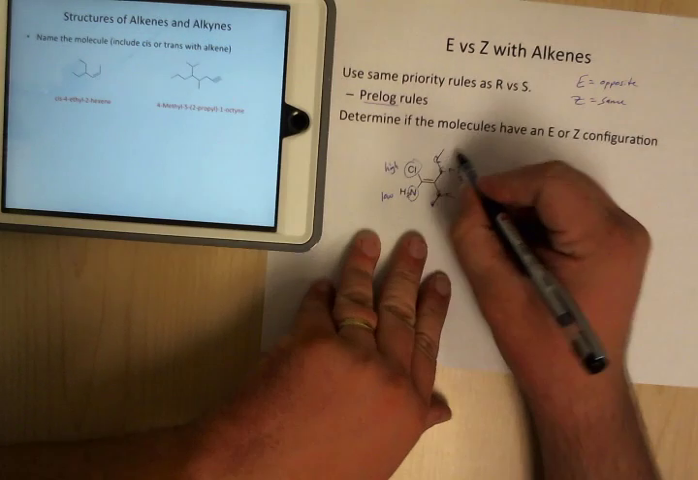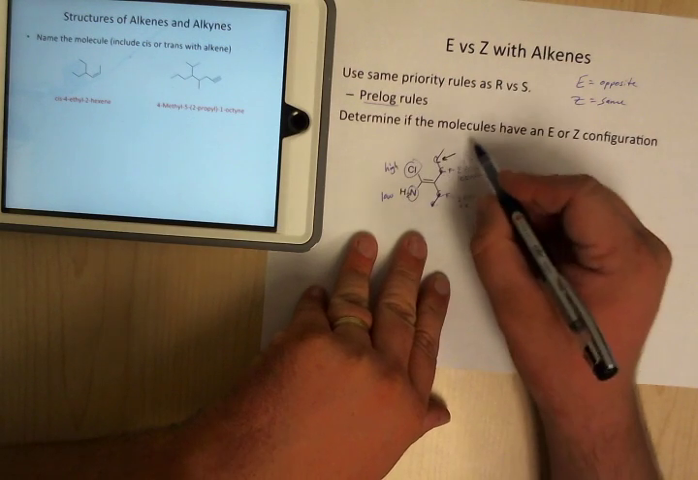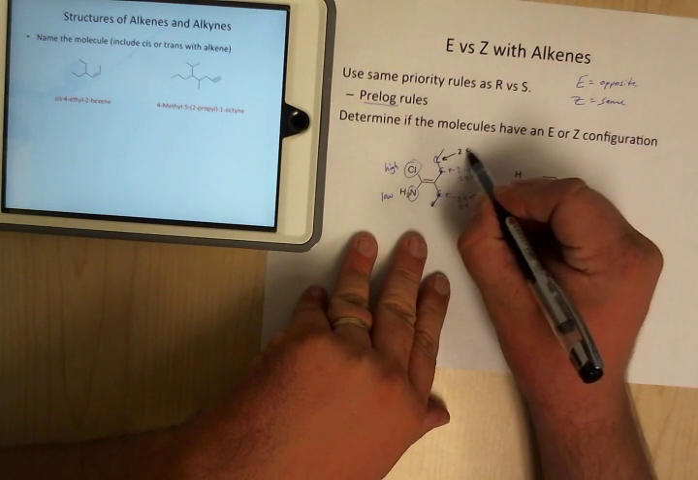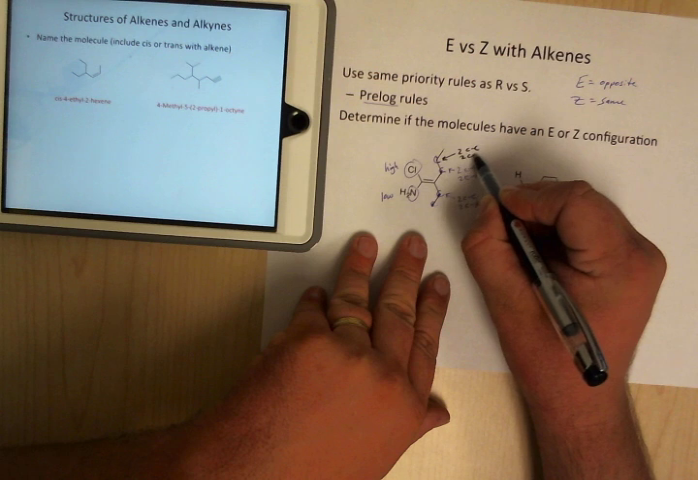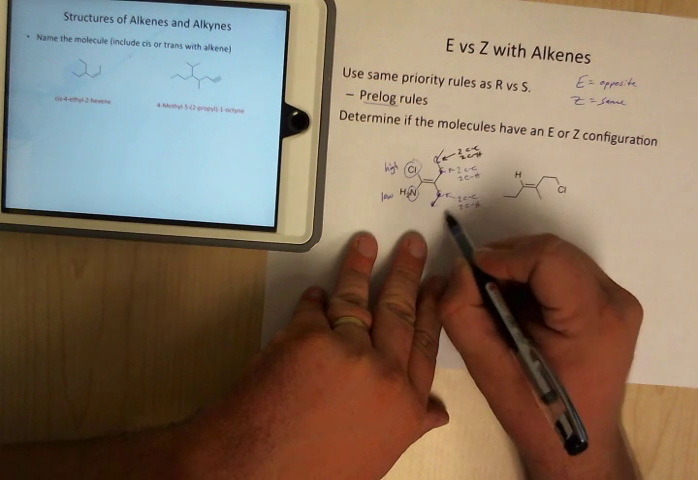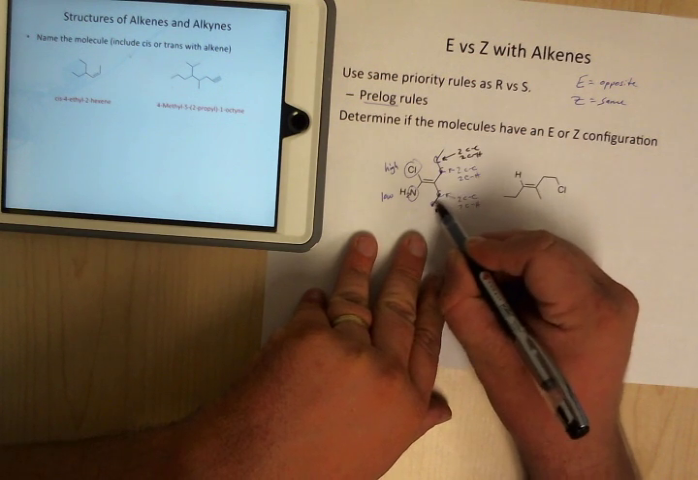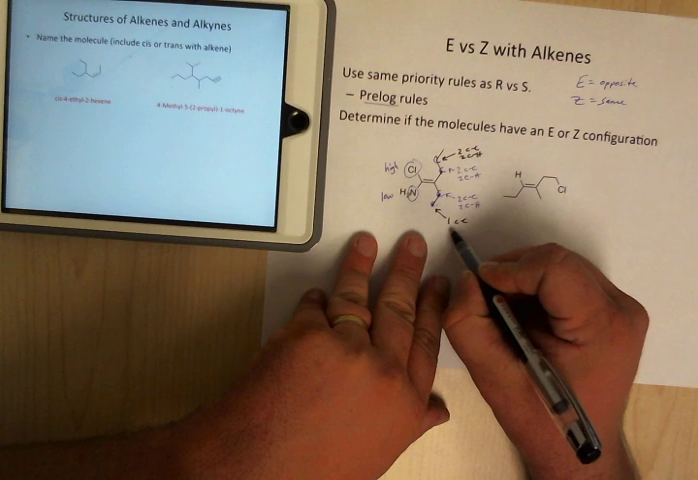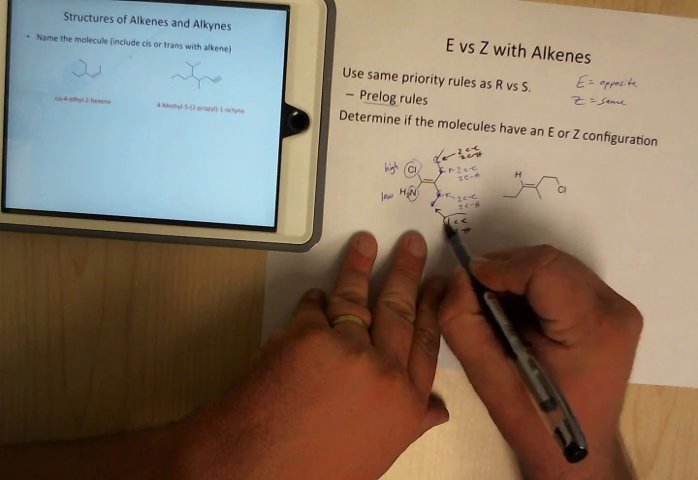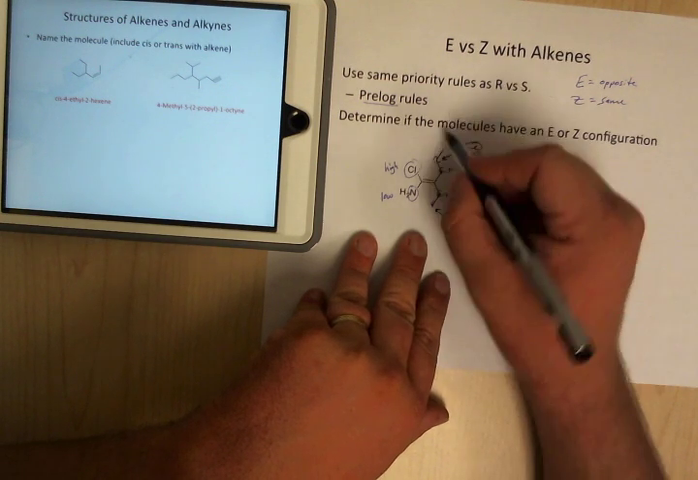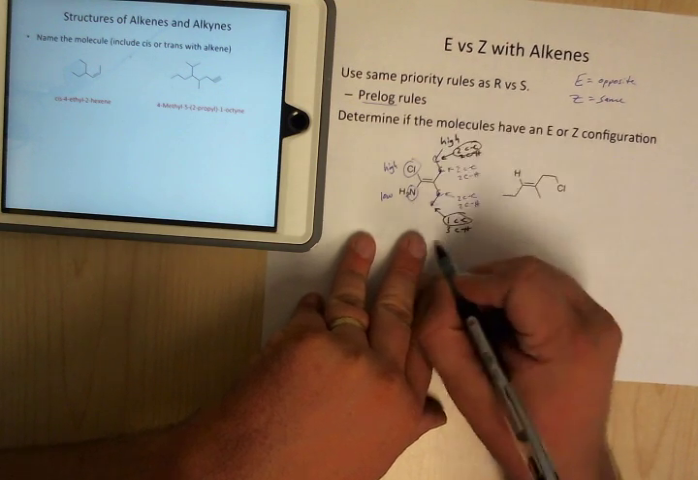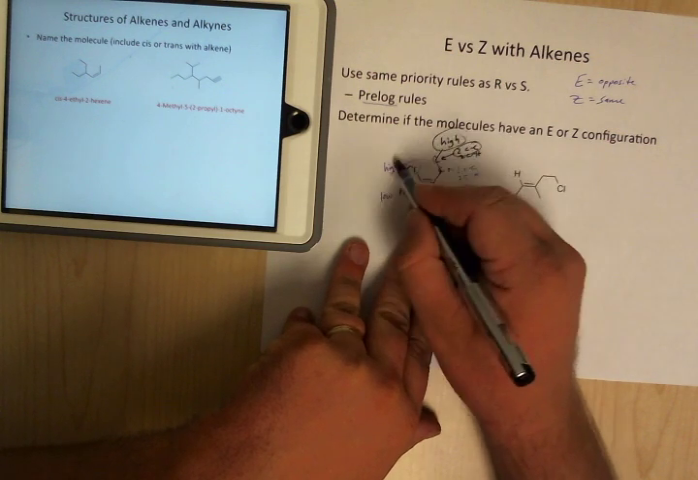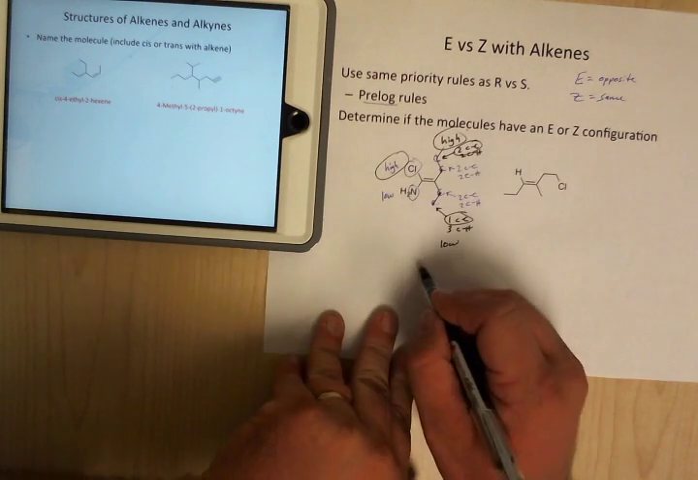So here, this carbon has 2 carbon-carbon bonds, this has 2 carbon-hydrogens, which you don't see and don't need to be written. This one only has 1 carbon-carbon versus 3 carbon-hydrogen. So 1 versus 2, which means this is high, this is low. Since the highs are on the same side, that makes this a Z.